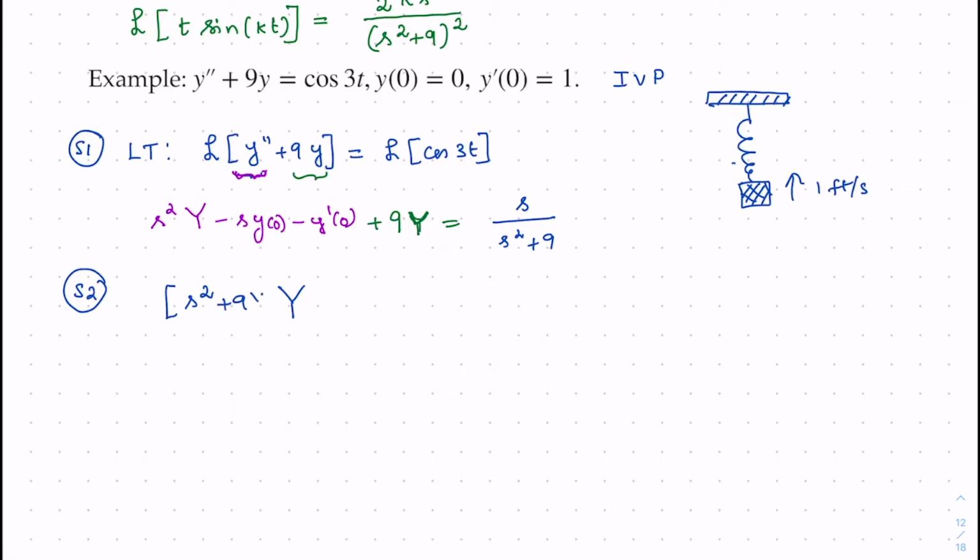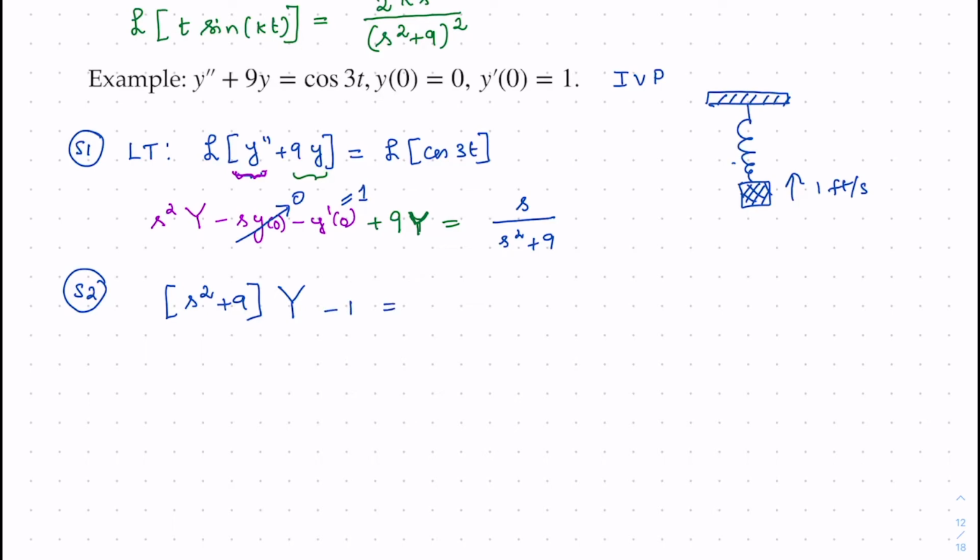Then I'm going to have a 9y there. So this is going to be s squared plus 9. And y of 0 is 0, so that's a history, it's gone. y prime of 0 is equal to 1, so this is equal to 1. So I'm going to have a plus 1 there, so minus 1 there.